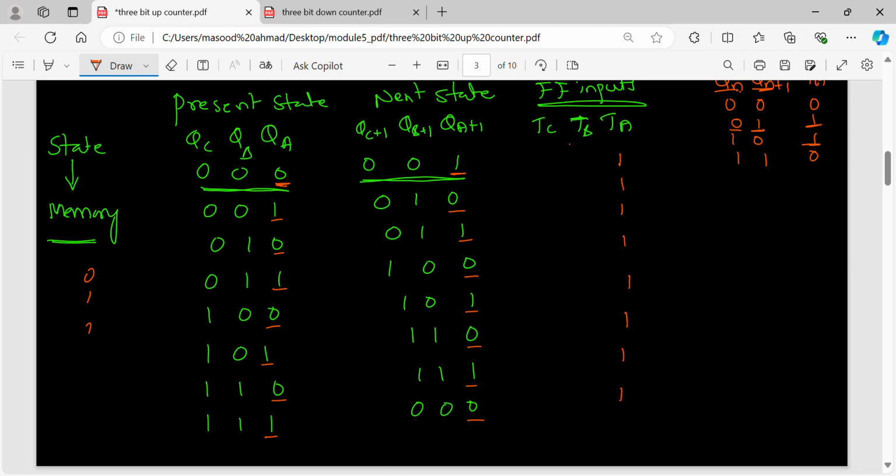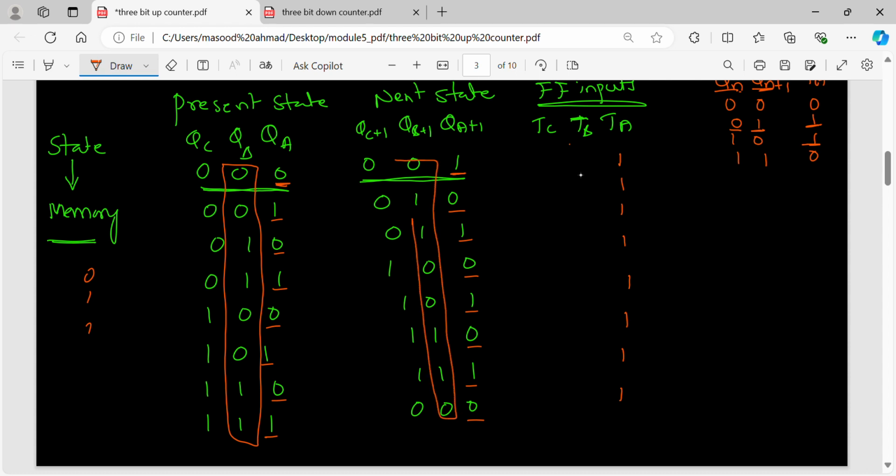Once this TA is 1, what about TB? Compare QB with QB plus 1. What we did earlier? We compared QA with QA plus 1. Now if you compare these two, upon comparison I will come to know what input I should give to TB. So when this is 0, this is also 0. So no change, 0 from this table.